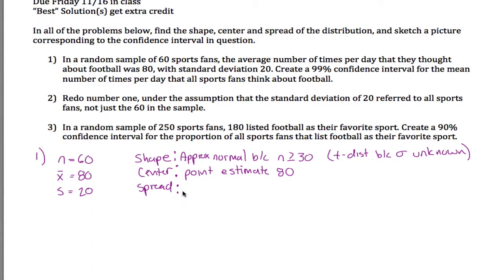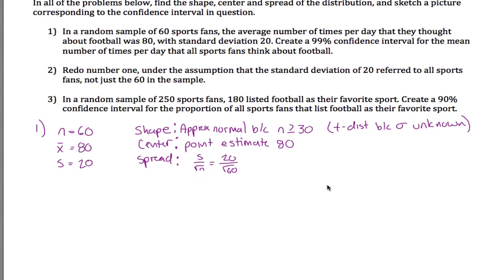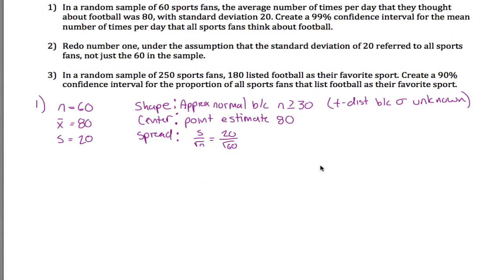And the spread, well, since we're talking about a sampling distribution here, it's going to be S divided by the square root of n. In this case, S is 20 and n is 60. So we get 20 over the square root of 60. If you calculate this, you get your spread is 2.58.